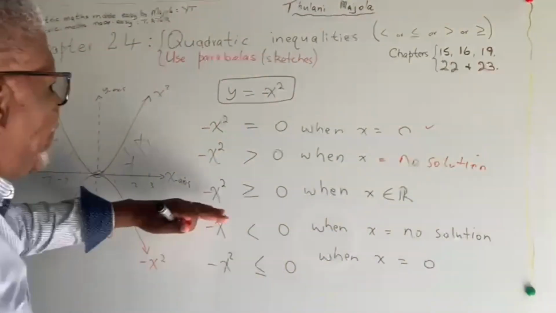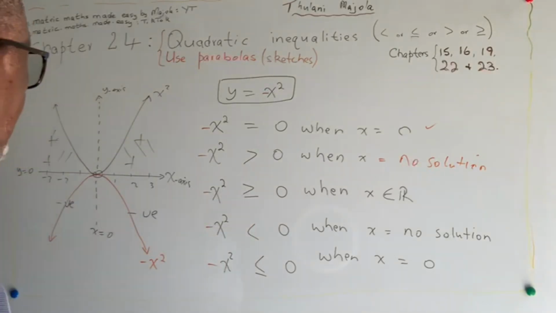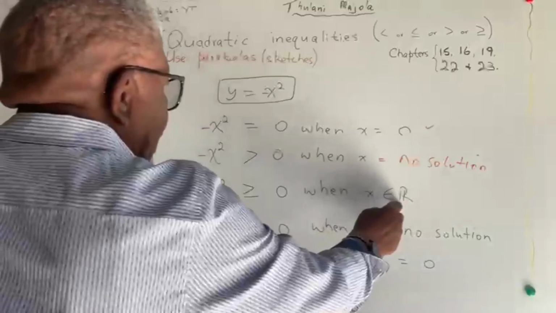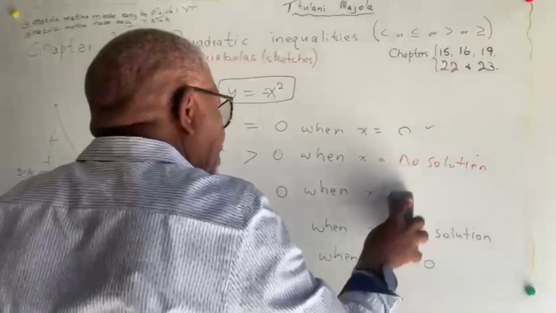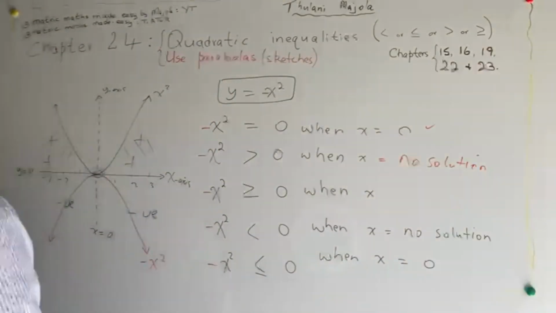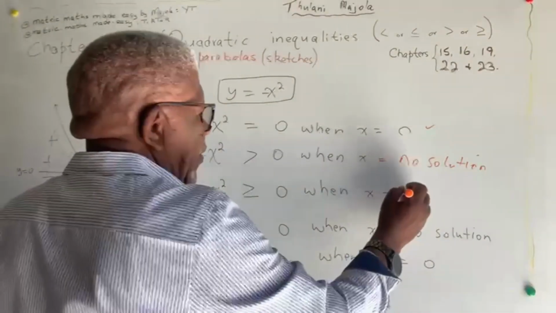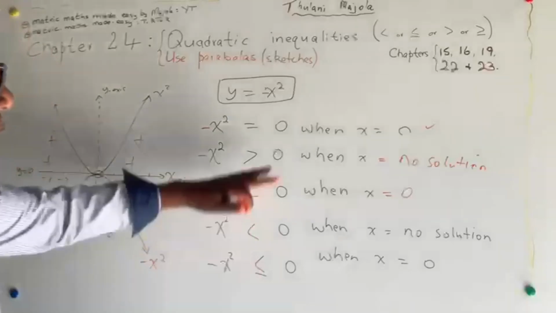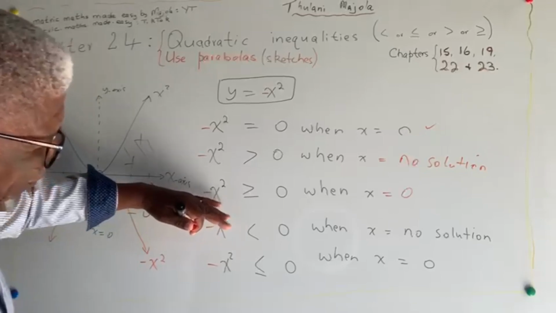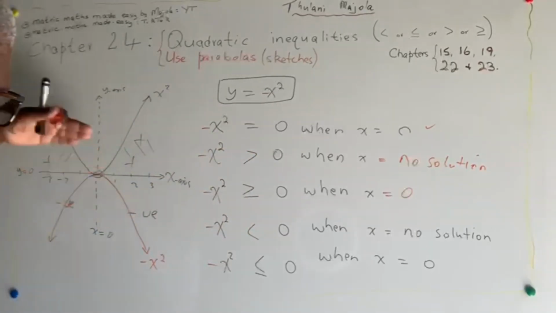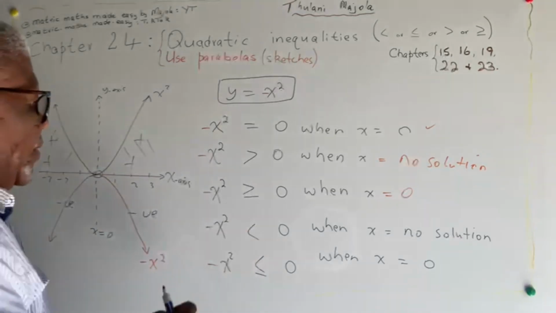And then when will negative x squared be greater than or equal to 0? So we know it's going to be 0 when x is equal to 0, but otherwise it's not going to be greater than 0. So it will be this one, x equals 0. So negative x squared will be greater than or equal to 0 when x is equal to 0. Otherwise there will be no solution, as negative x squared will never be greater than 0. So y equals 0 is there. It's always below, so it's maximum at x equals 0.